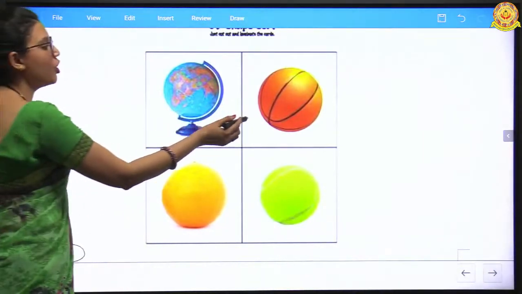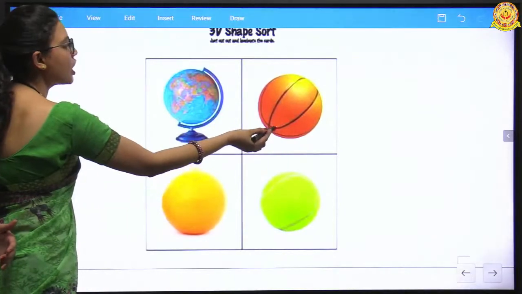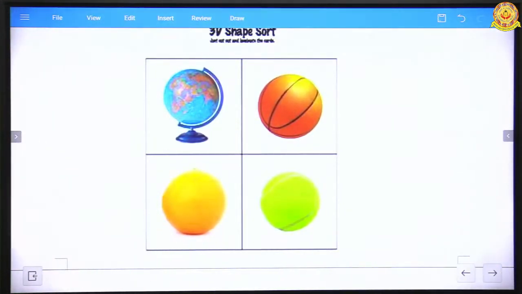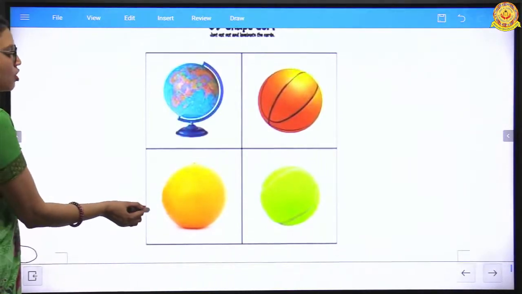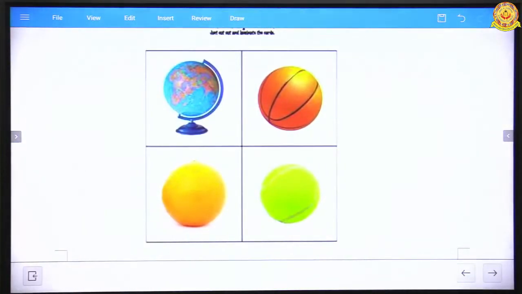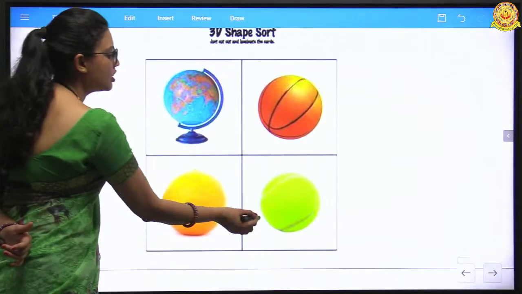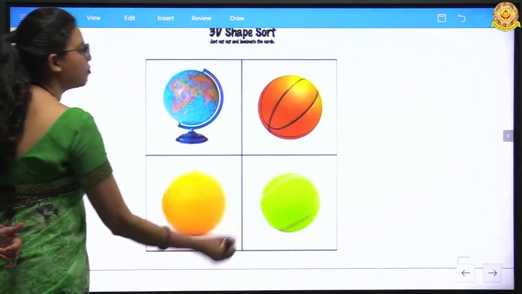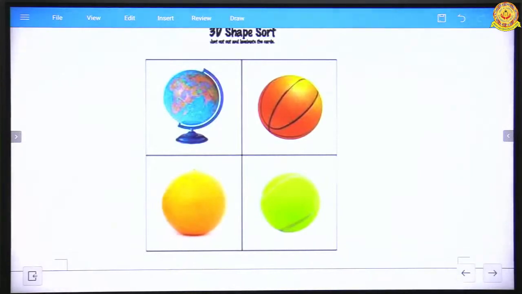And the basketball is also looking like a sphere shape. And if you focus on a lemon, this lemon shape is also called a sphere shape. If you ever played tennis, take a look at a tennis ball, this shape is also a sphere shape. Sphere shape is similar to a circle. It has no vertex, no apex, no edges, and no corners. This is a 3-dimensional shape, so it is called a sphere shape.